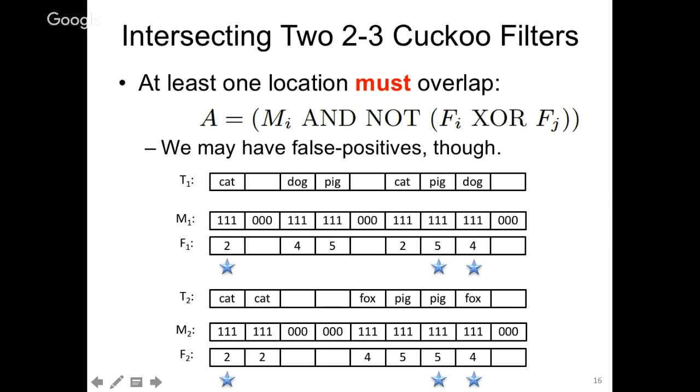Oh, here we have a dog, and we have a fox, and they both had a fingerprint of 4 and mapped to the same location. This would now be a false positive. And you'd say, okay, that's not part of the intersection. I double checked it, sorry, that's a false positive. I'm not going to output that element as belonging to the set intersection. It's a real simple algorithm.